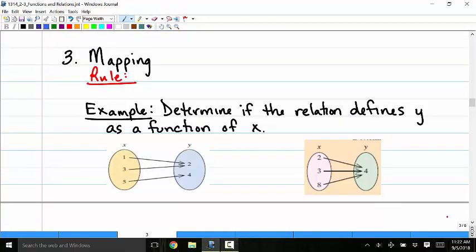Okay, now what if the relation is given to you in the form of a mapping? How do we know if the relation is a function? The rule, again, the x's cannot repeat. I'm going to do a visual rule for you. If it looks like this, if the x value is going to two different y values, that's not a function.